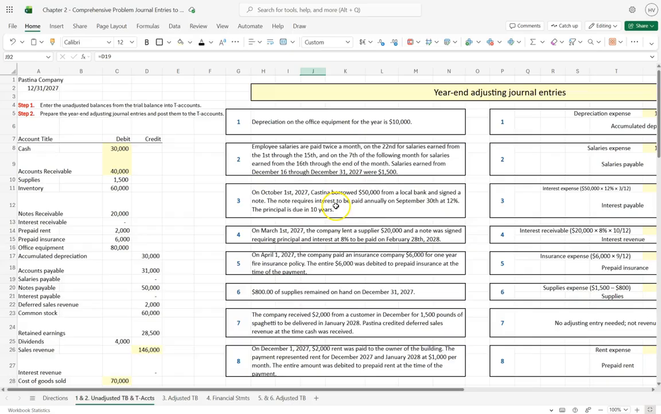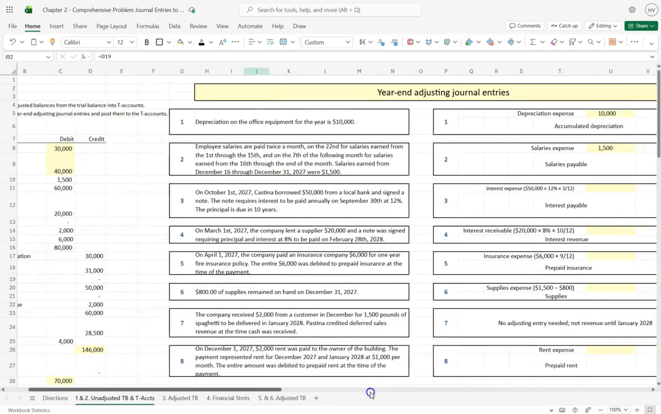Now, the interest has to be paid on September 30th. Remember, we're doing this as of December 31. So we've had this note from October, and through December we owe interest to the bank on that note. Even though we're not paying it out till September 30th, we still have to accrue that liability because we do owe the bank for that interest. So we need to accrue interest for the month of October, November, December.